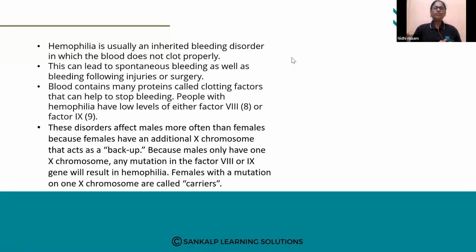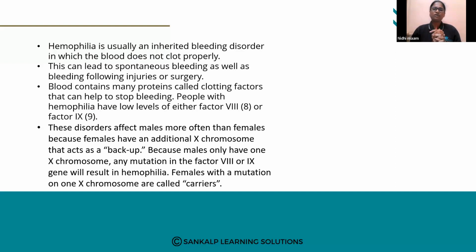So, hemophilia is usually an inherited bleeding disorder. First, we have to write the introduction. ಏನದು? Bleeding disorder, blood related disorder ಅದು, which is inherited. ಅಂದ್ರೆ ವಂಶದಿಂದ ವಂಶಕ್ಕೆ, ಪೀಳಿಗೆಯಿಂದ ಪೀಳಿಗೆಗೆ ಬರುವಂತಹ ಒಂದು disorder ಅದು. Right? Fine. This can lead to spontaneous bleeding. ಅವಾಗ ಏನಾಗತ್ತೆ? In which the blood does not clot. ಅಂದ್ರೆ ರಕ್ತ ಹೆಪ್ಪುಗಟ್ಟೋದಿಲ್ಲ ಅಲ್ಲಿ. ಯಾಕೆಂದ್ರೆ our blood contains many proteins.